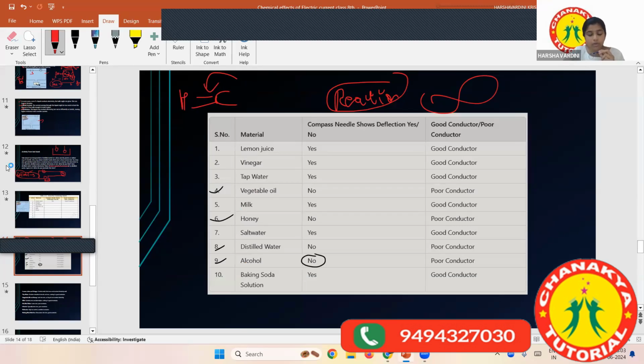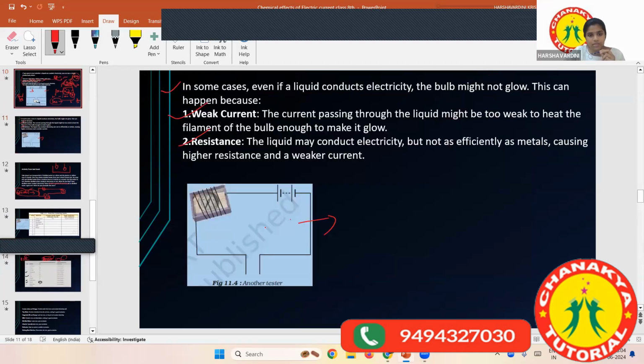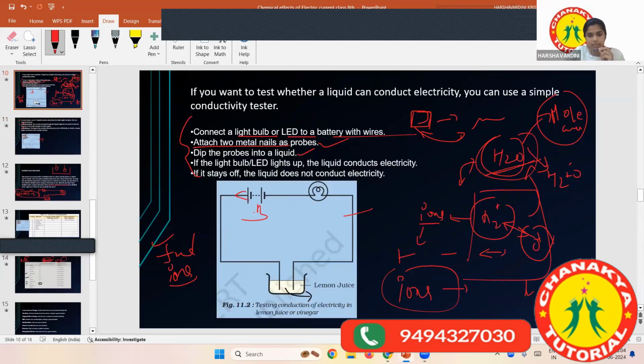So I want to ask one more important question. What does this diagram suggest? What is this diagram actually doing? The current is coming from the battery. It is trying to break the bonds between the components in the lemon juice, right? That is how you get the free ions, right?